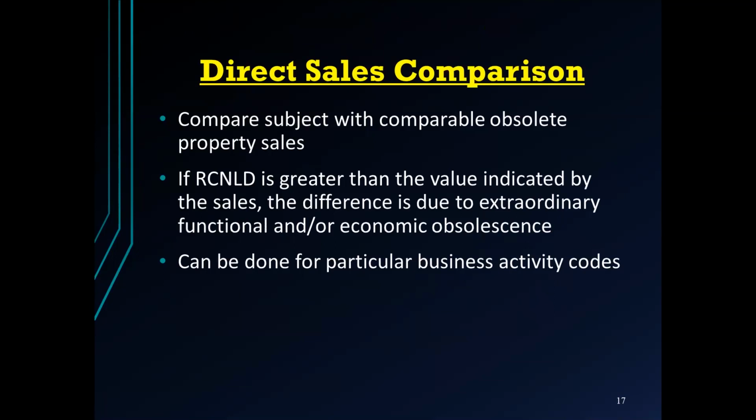And you can also do this for particular business activity codes. This is one of the drawbacks of this method: it's very difficult to get direct sales that can be used. It's not like real property where you can find comps with a little bit more ease and do paired sales analysis to figure out your adjustments. It's a little bit more difficult doing that with personal property.